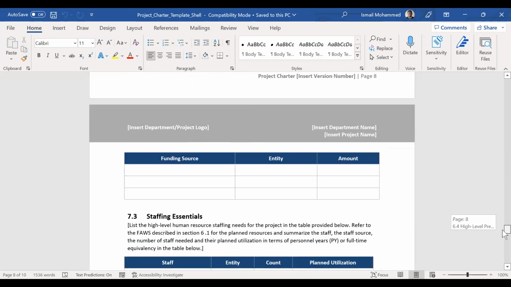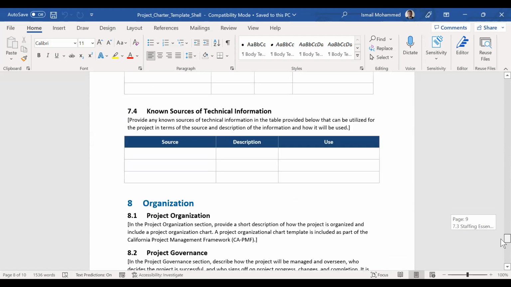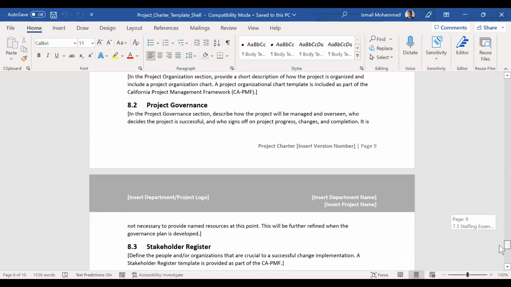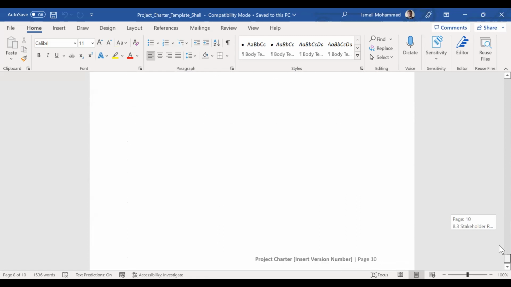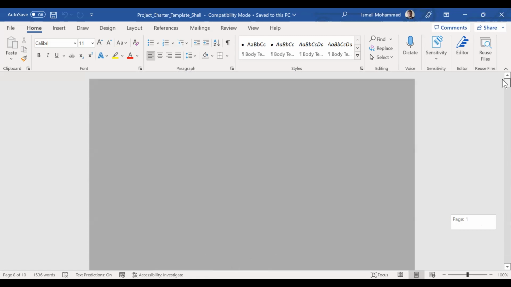So this is clear on the project charter. Yes, Ismail bhai, share this file, please. Yeah, I will do that. So we can go through it one by one. Yeah, no problem.